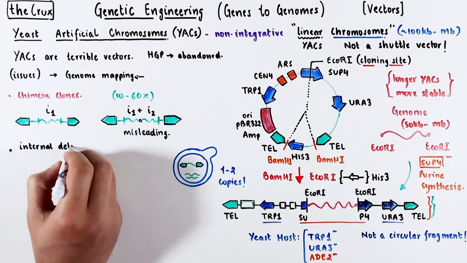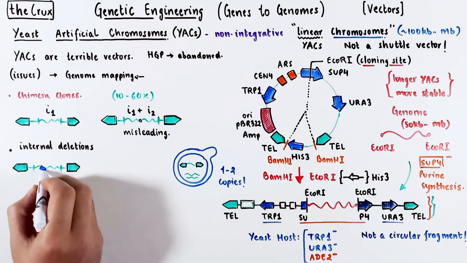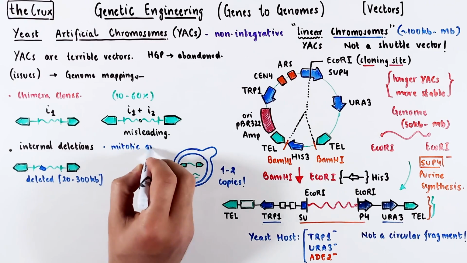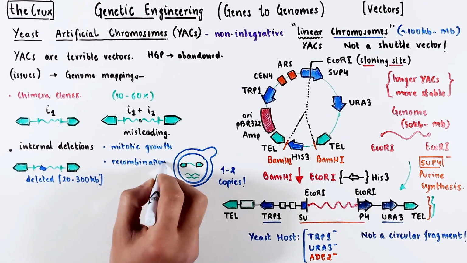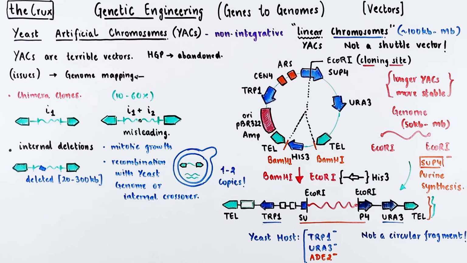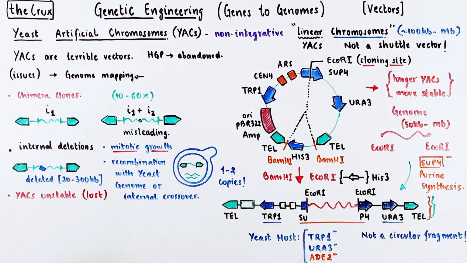Internal deletions are also very common. Sometimes complex regions of about 20 to 300 kb can be deleted from an insert. This can occur due to mitotic growth, or recombination events with the host genome, or even internal to the fragment itself. YACs are also unstable if you grow them for too long, and often you can lose them.